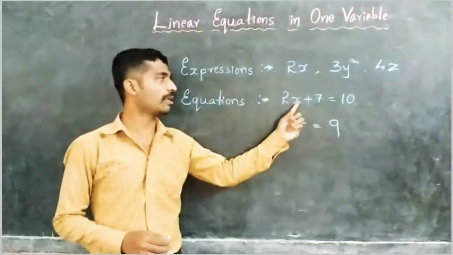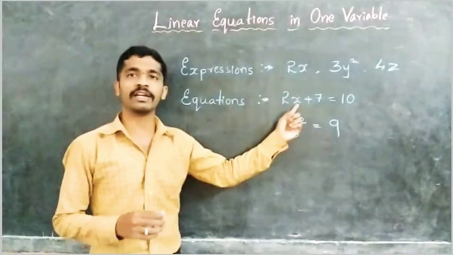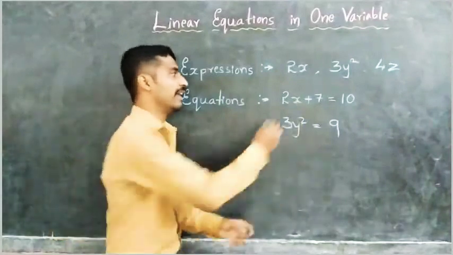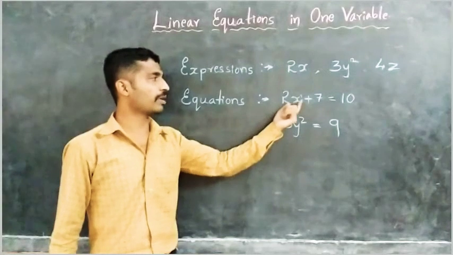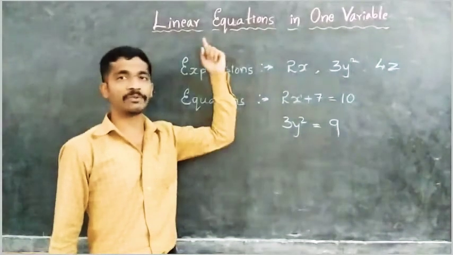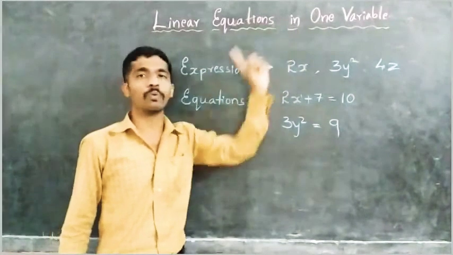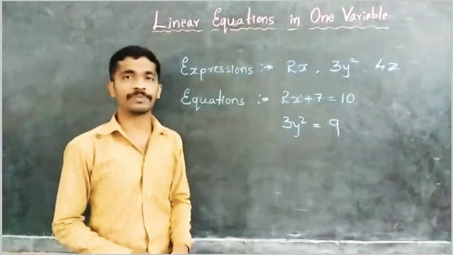So here the power of the variable, or you can say the degree, is only 1. It is x power 1. Here y power is 2. So whenever the power of the variable is 1, we can say it is a linear equation in one variable. Then how to solve this?